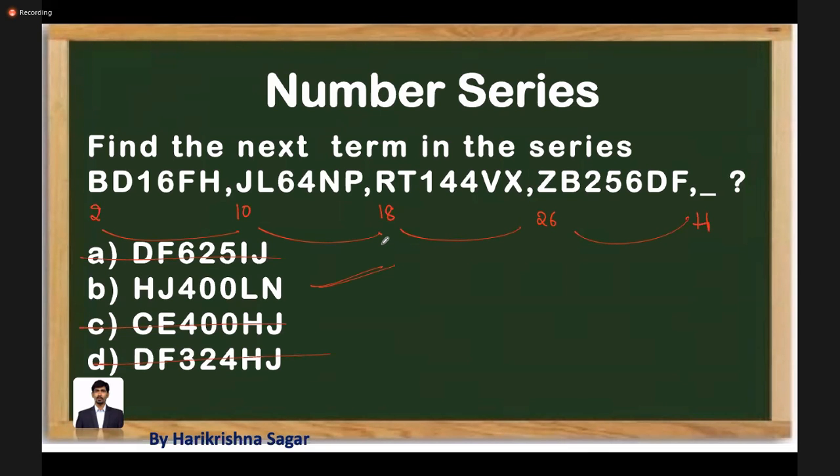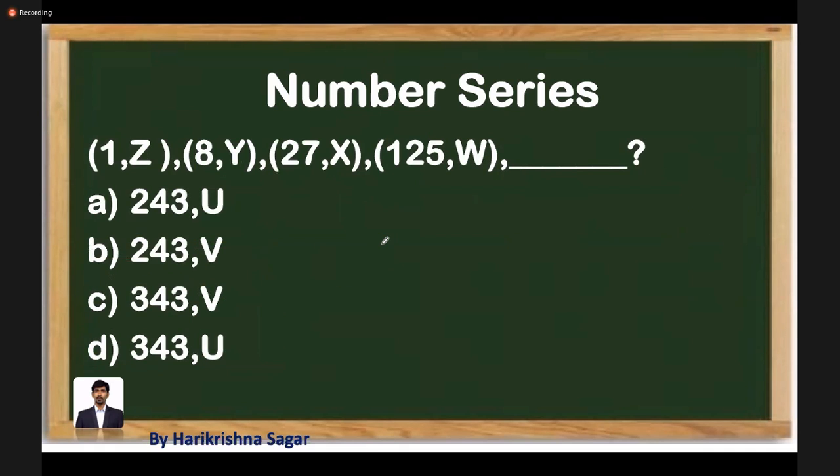Direct answer. Look at the next question. 1Z, 8Y. So 1 is nothing but 1 cube, 8 is 2 cube, 27 is 3 cube, this is 5 cube. So what is the next one? The next one should be the value of a cube. 243 is not a cube, 343 is a cube. Any one of these should be the answer. Z, Y, X, W. What is the next term? 26, 25, 24, 23, 22. 22 must be V. Mark your answer as option C.